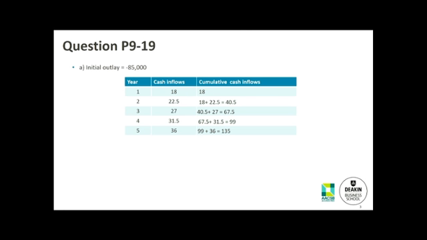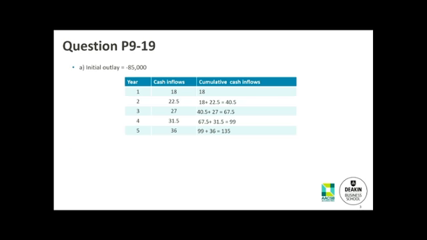So you take 17.5 divided by 31.5, you will then work out the fraction of the year. And the payback will be 3.5556 years. Any questions?